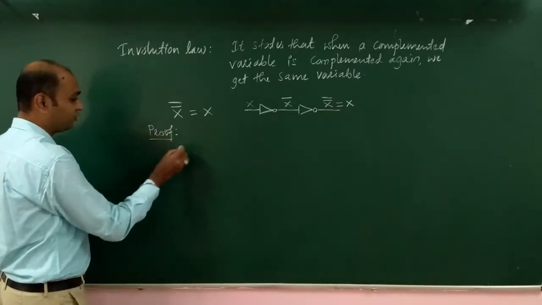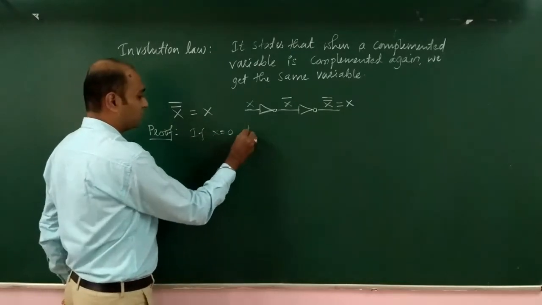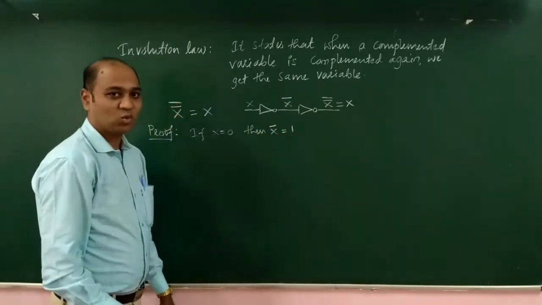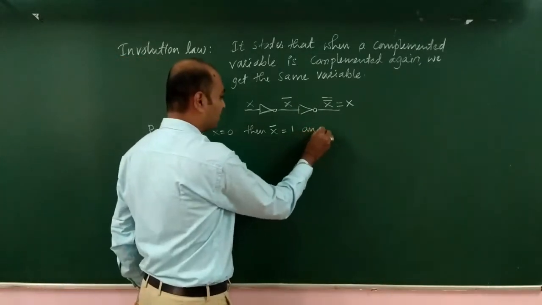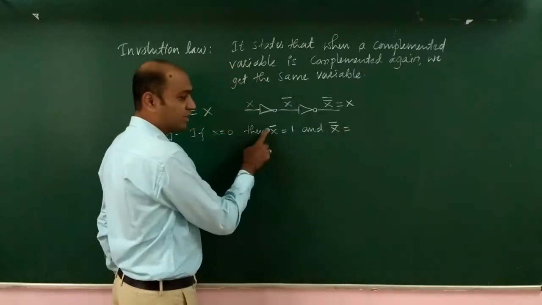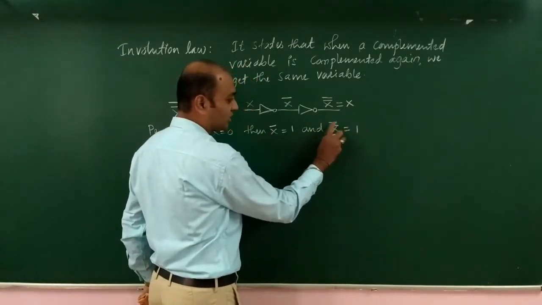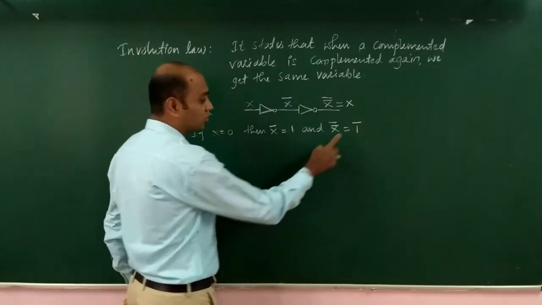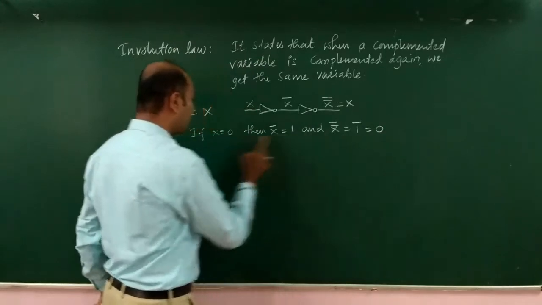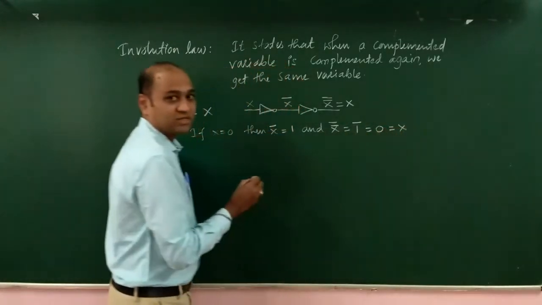Let us write the proof. If x is 0, then x bar is equal to what? It is 1, right? And here we will write x double bar is equal to, here x bar is what? X bar is 1. So this x bar is 1, this complement is as it is. So here once a complement gives me what? It is 0. 0 is what here? 0 is x. So it is equal to RHS.